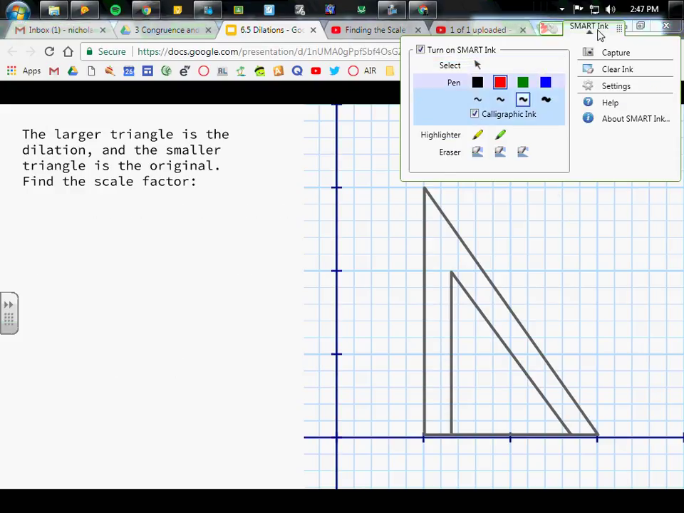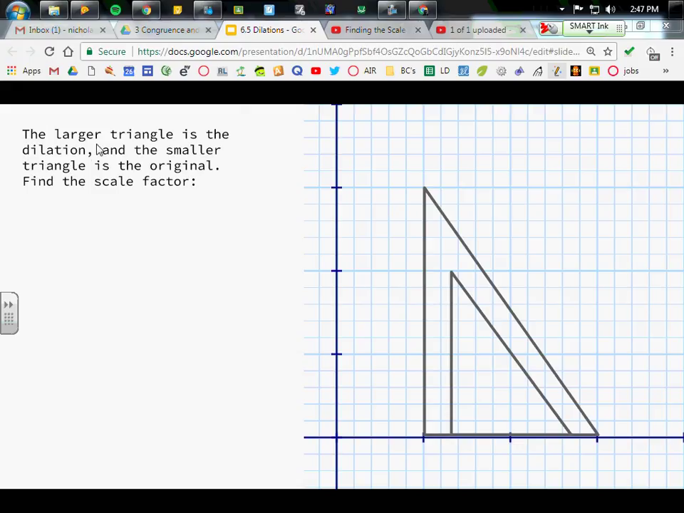Okay, here we have a couple figures. The larger triangle is the dilation, and the smaller triangle is the original. So let's find the scale factor. What you may notice at first is that we do not have any points, and we need at least a pair of corresponding points. You don't have to identify every pair of points on this figure, so let's just pick a pair of corresponding points.